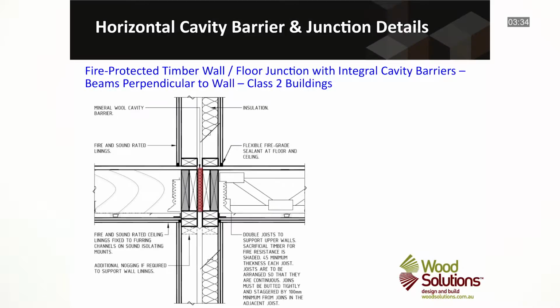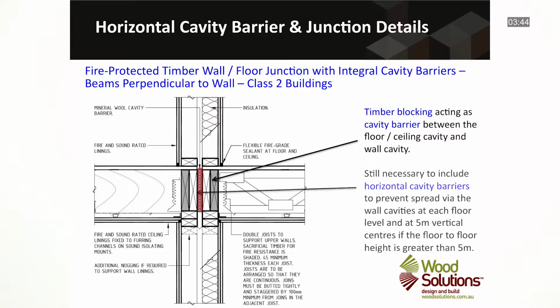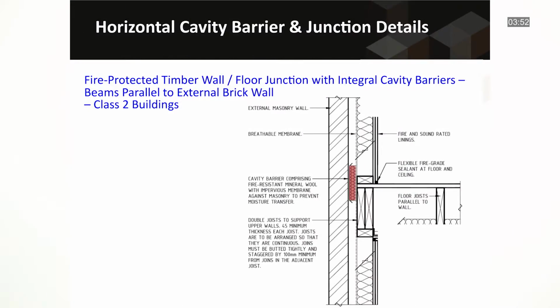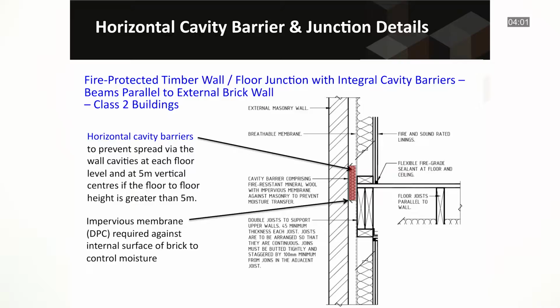This slide provides a similar detail. However, in this scenario, the floor joists are running perpendicular to the fire-protected timber wall. But again, it can be seen that both mineral fibre cavity barriers are used between the floor systems and timber blocking is used as a cavity barrier in the floor ceiling cavity and in the wall cavities. At an external wall and floor junction, a similar detail is used, with timber and mineral fibre cavity barriers. But in this external location, an impervious membrane is also needed to control moisture issues.